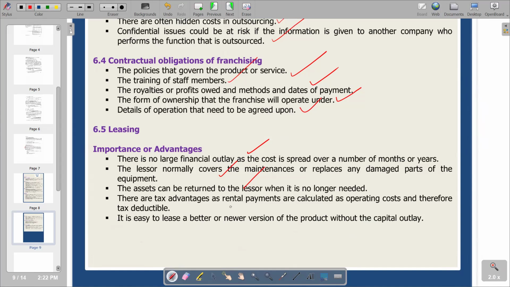The amounts that are going to be paid for rentals for the leasing are going to be tax deductible, which means that the tax that is going to be part of those rental payments is going to reduce the amount that is payable to SARS. So that becomes an advantage. And then it is easy to lease a better or newer version of the product without the capital outlay. So that is the last part of our importance or advantages of leasing. And this becomes the last question that we have in this video.